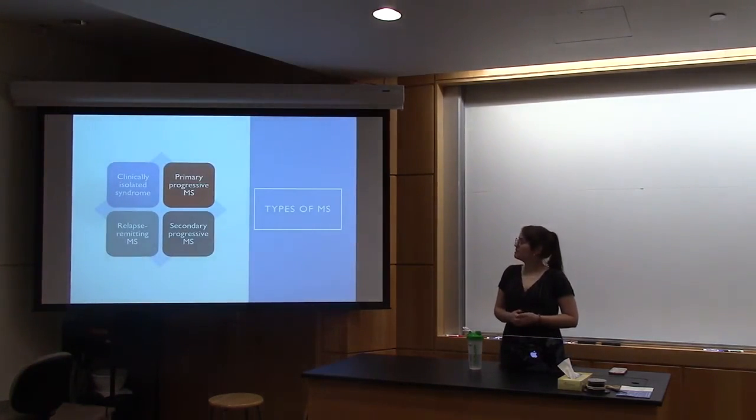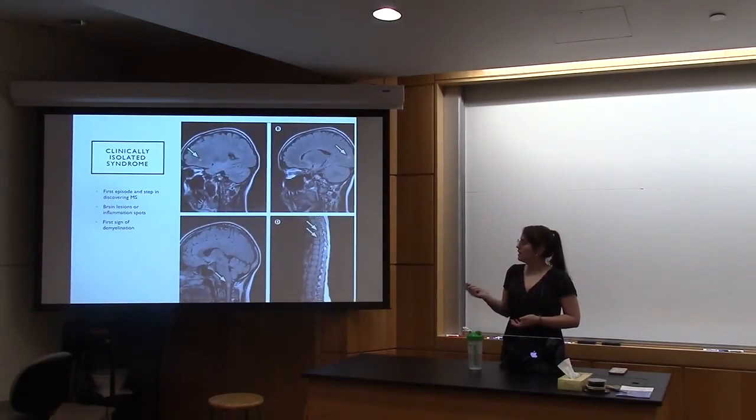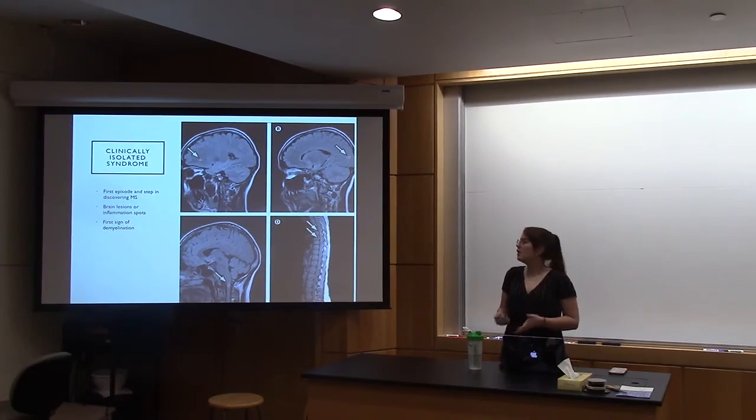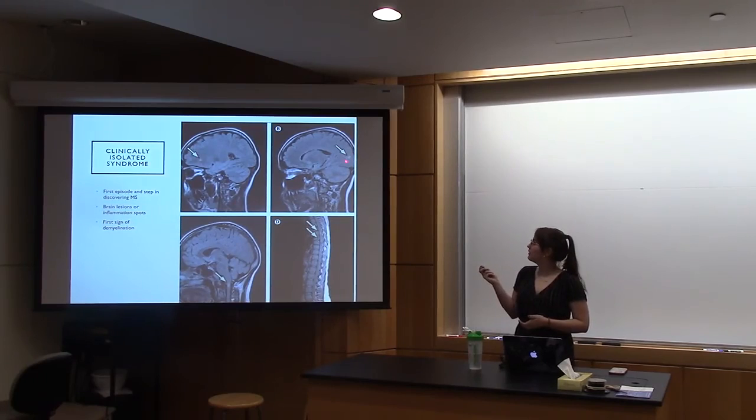The second one is primary progressive MS, relapse remitting MS, and secondary progressive MS. So to start off with clinically isolated syndrome, it is the first episode in discovering MS. It may or may not lead to MS, but in most cases it will eventually. It is characterized by brain lesions, or these inflammation spots that are circled right there.